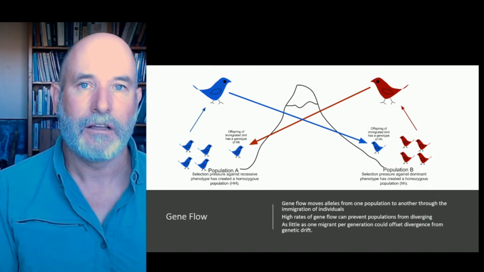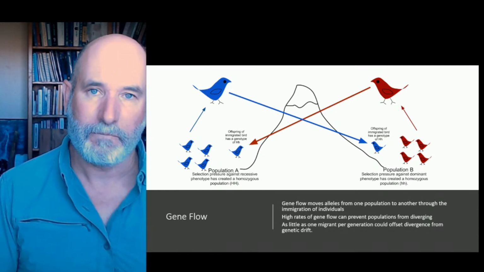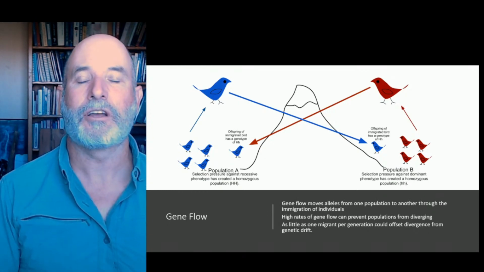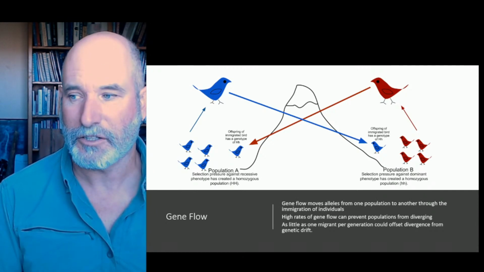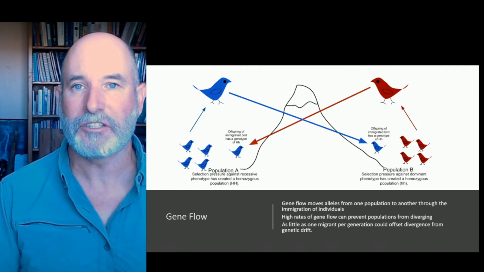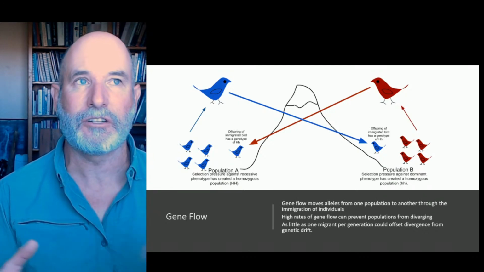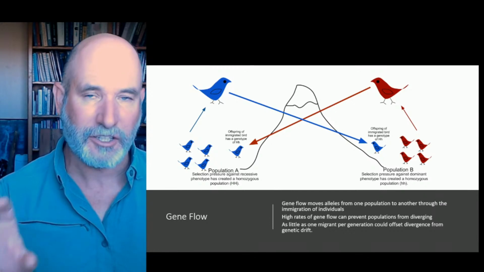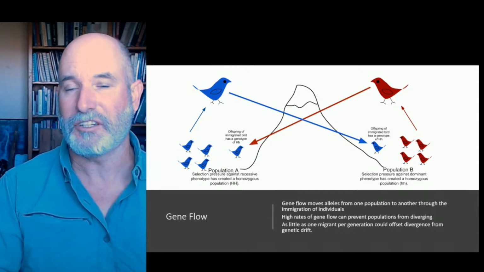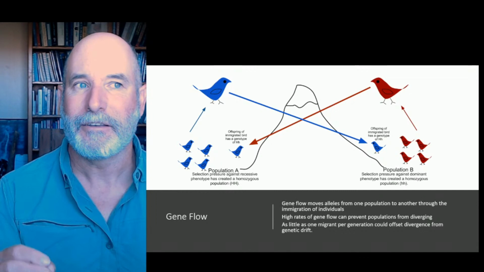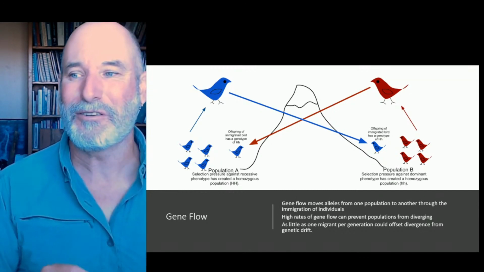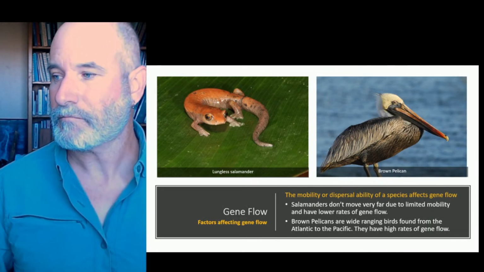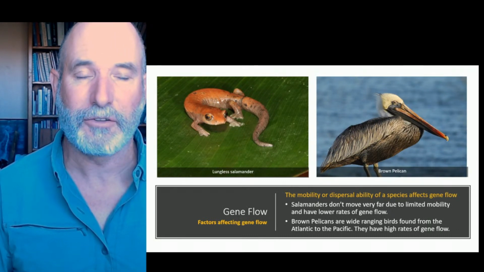Now, interestingly, although gene flow between populations is a mechanism of evolution, gene flow can also prevent evolution, and it can prevent populations from diverging. As little as one individual a generation migrating between populations can keep those populations from diverging sufficiently to become unique species. So gene flow is interesting because, yes, it can cause evolution, but it can also keep your populations from diverging as well. Okay, so there's lots of factors that affect gene flow.